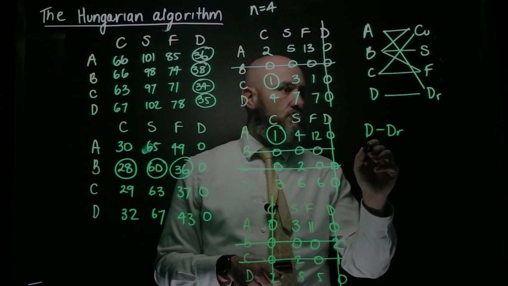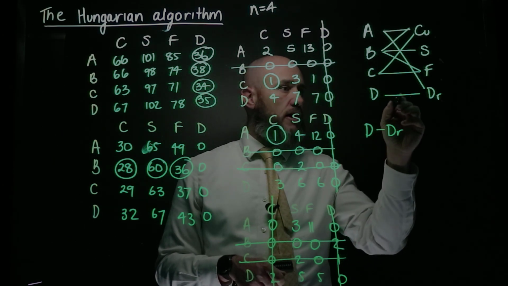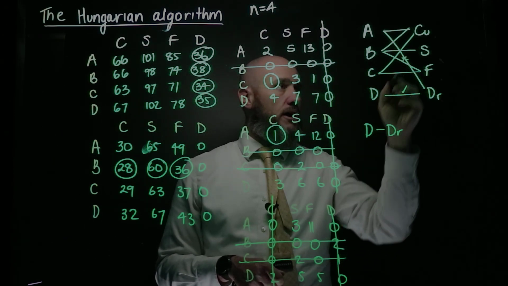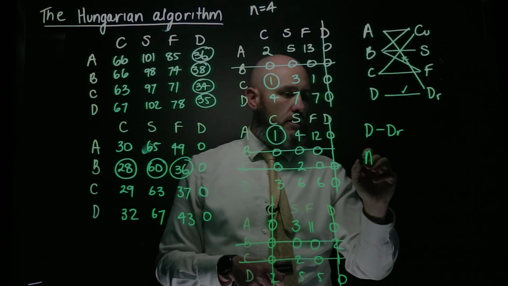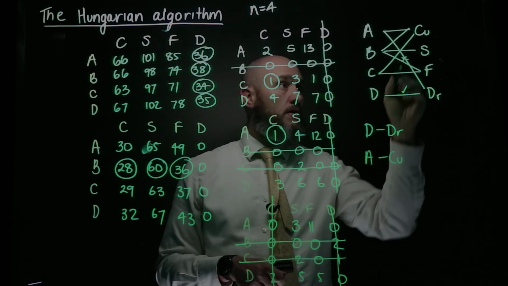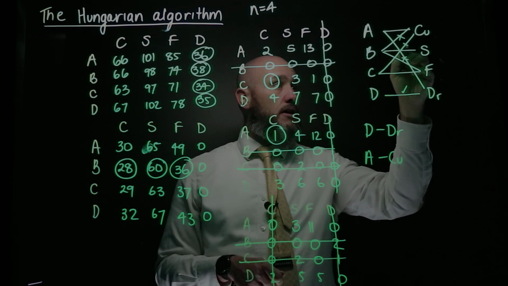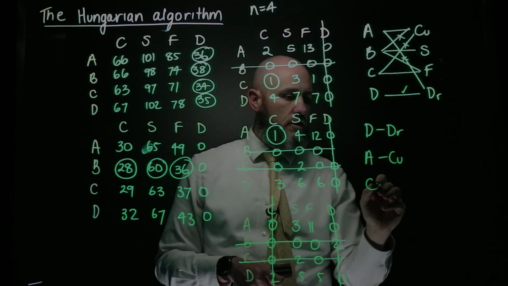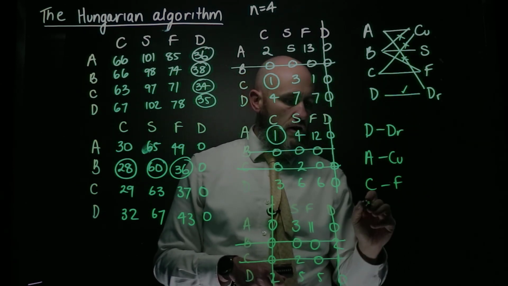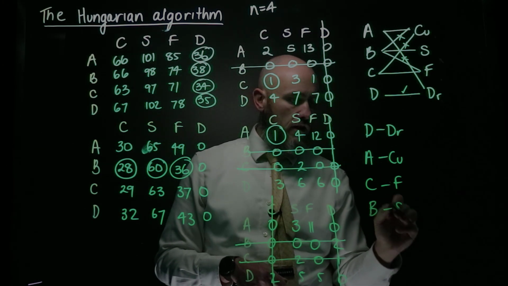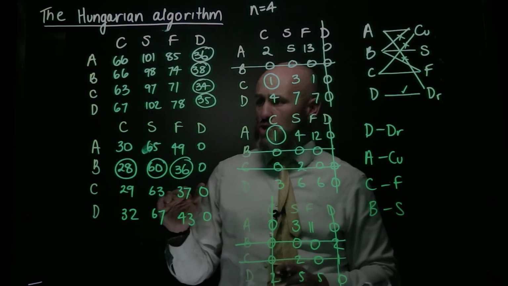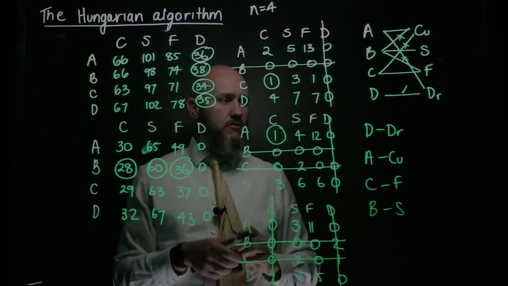And I can see straight away that if D is DR, then that means this one's out, and A has to be CU, which means that this one's out and this one's out, which means that C has to be F and B has to be S. And I can go back to my original timings and add all these values together.